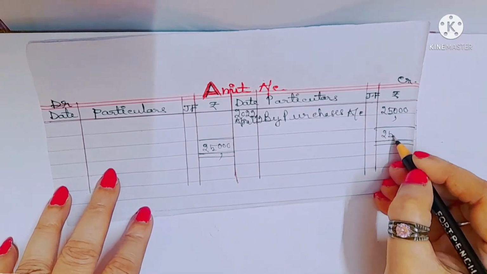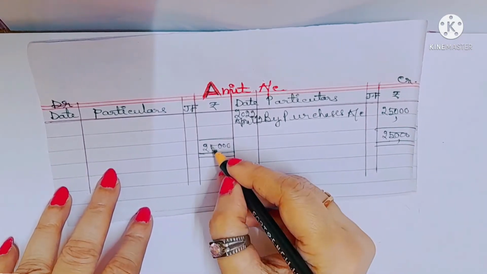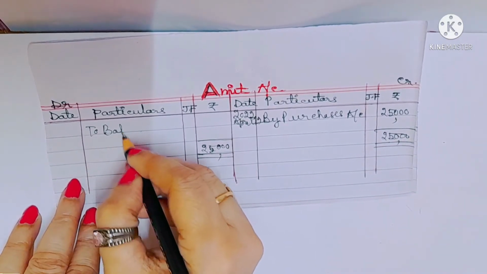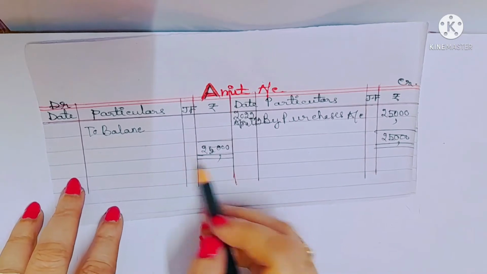25,000 on both sides. Now we have to balance on the debit side. Now what will we write? To balance CD. Because there is a shortfall of 25,000.